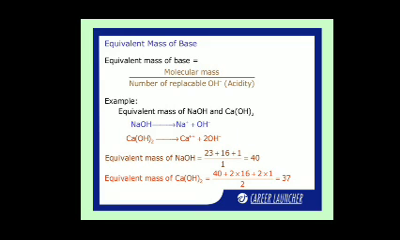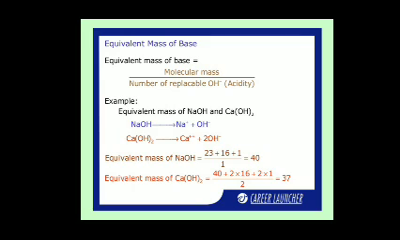For example, equivalent weight of NaOH and calcium hydroxide. NaOH: Na plus, OH minus. It replaces only one OH minus, so acidity of NaOH is equal to 1. Calcium hydroxide: Ca plus 2, plus 2 OH minus. It replaces 2 OH minus ions, so calcium hydroxide acidity is 2. Equivalent weight of NaOH is equal to (23 plus 16 plus 1) by 1, 40 by 1, that is equal to 40.